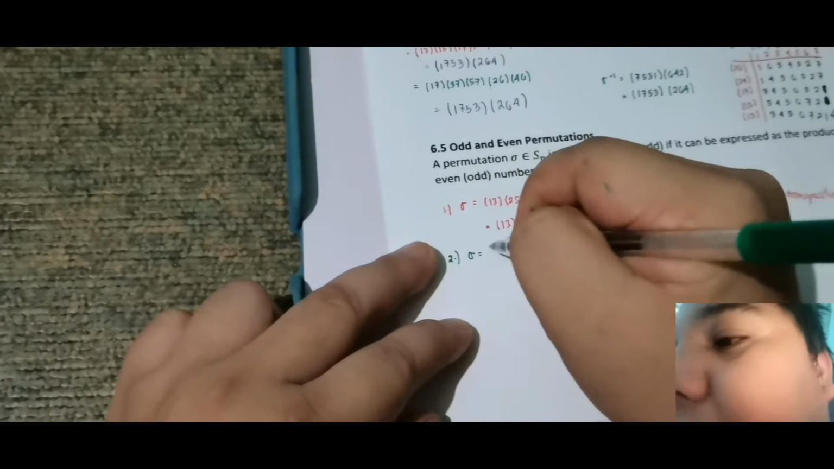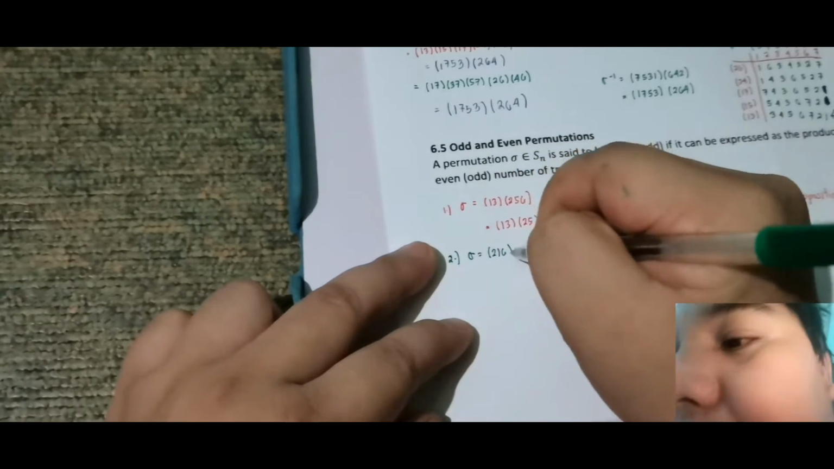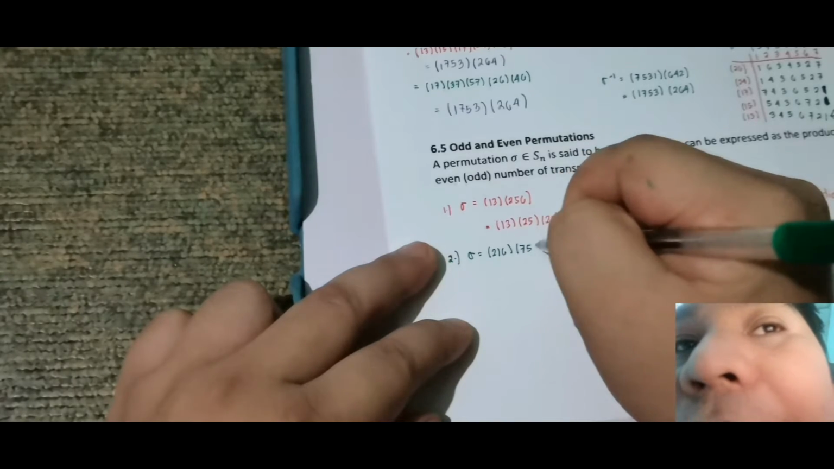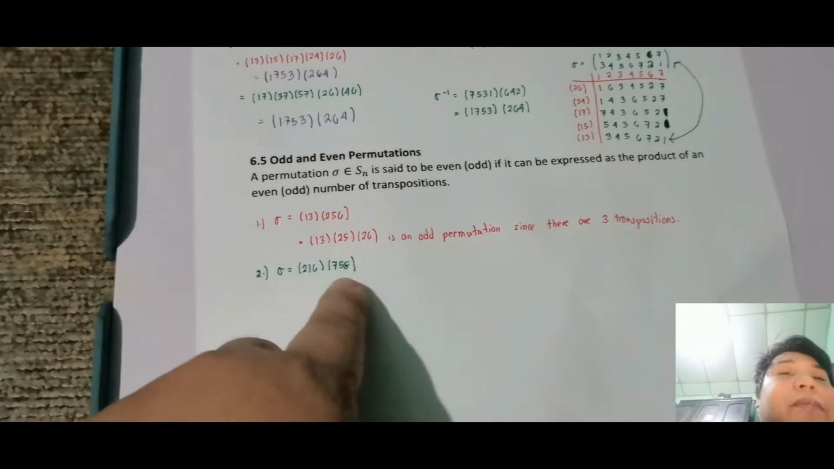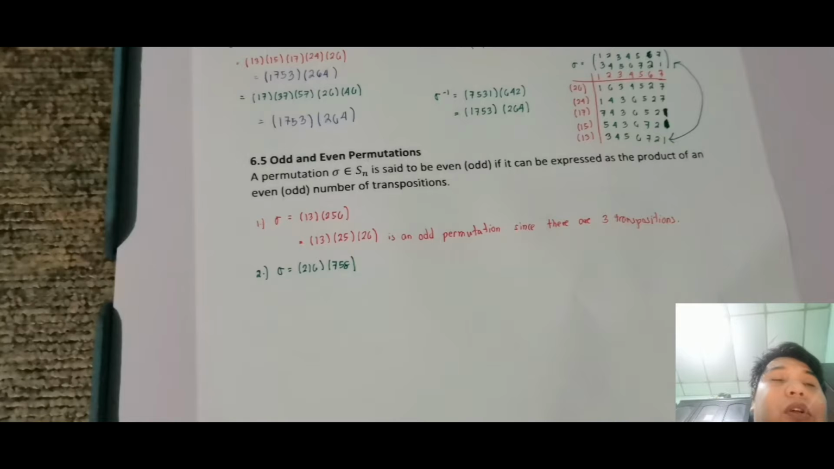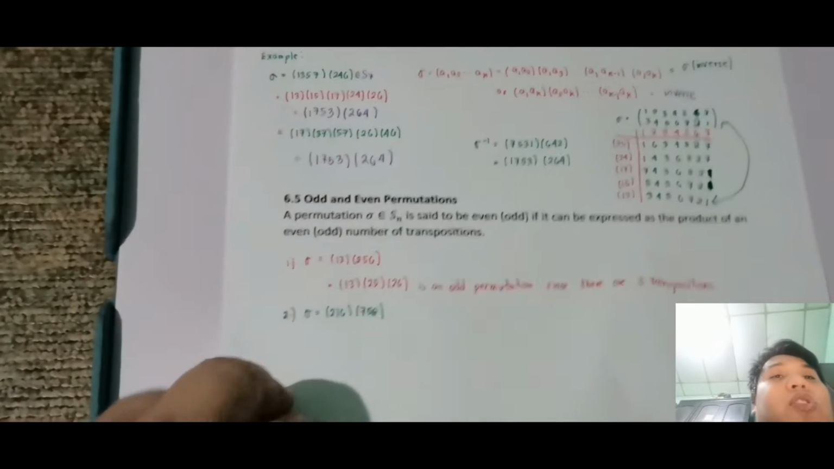So next is sigma is equal to (2 1 6)(7 5 8). Okay, so make sure muna una dapat disjoint. So note, disjoint ba yan? Yes, disjoint. So again, tandaan ito. Hindi ka basta-basta pwede mag-apply ng rule ng transposition nang hindi disjoint. So kasi by definition, dapat una disjoint siya.